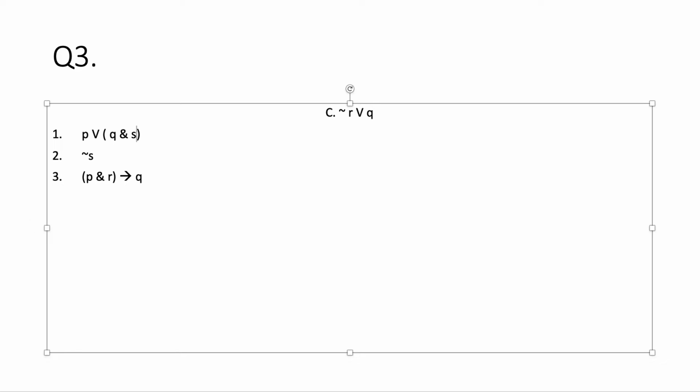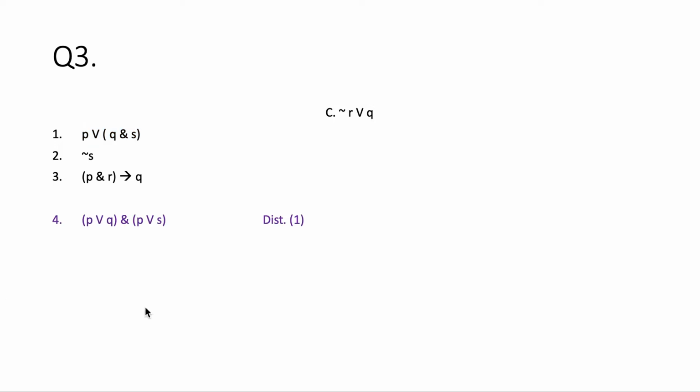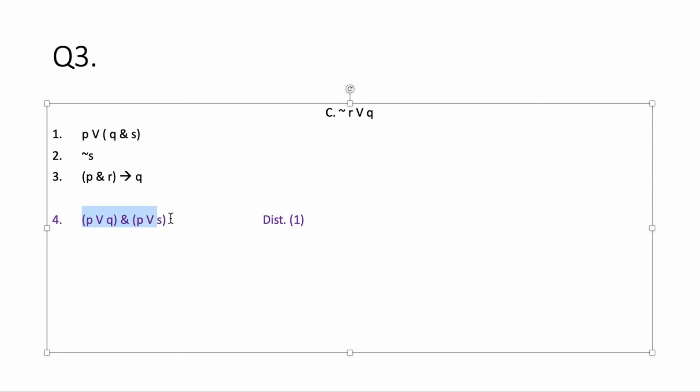Now, before I think too far ahead about how I'm going to eventually get my conclusion, I'm going to just say I can do something to my first premise. I can use the rule of distribution to turn this premise into a conjunction. And maybe that's going to be helpful for me at some point. So I turn P or Q and S into a conjunction. One of the conjuncts is P or Q. One of the conjuncts is P or S.